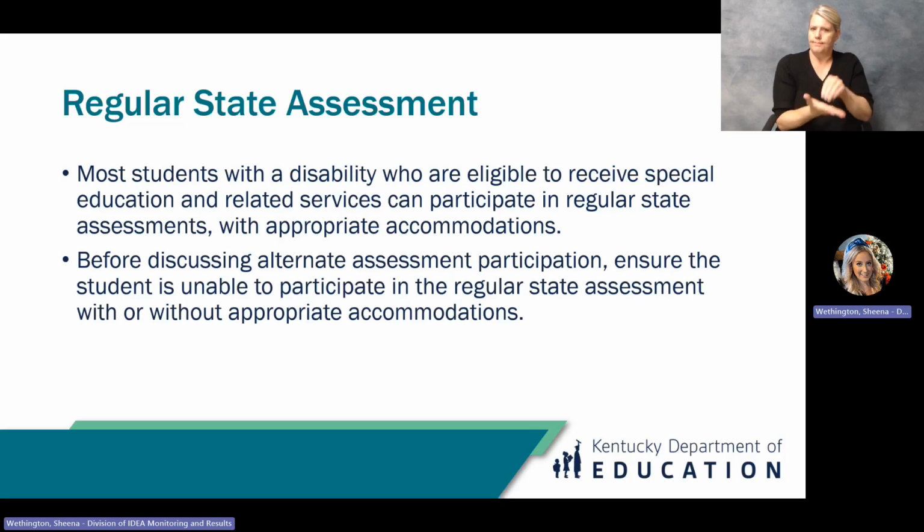If the student cannot participate in regular state assessment with or without accommodations, then the ARC will continue to document that decision and begin to review, discuss, and document completion of the Kentucky Alternate Assessment Participation Guidelines. The goal of reviewing each option is to determine the most appropriate way for the student to participate based on their individual needs.